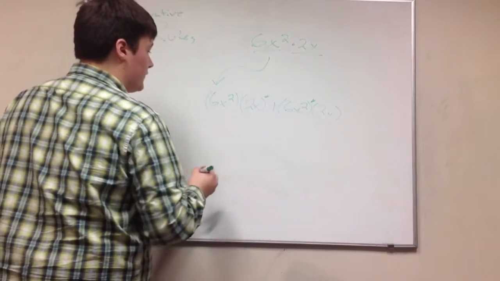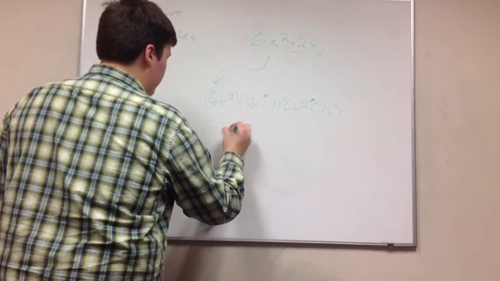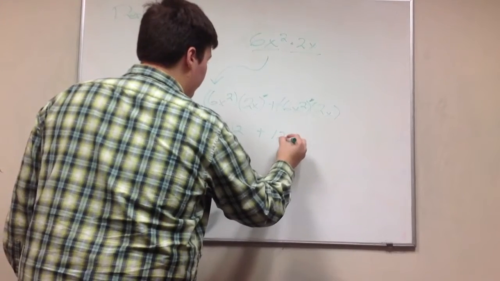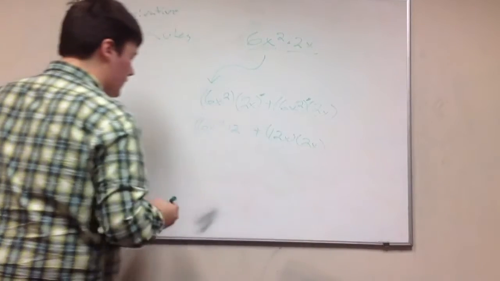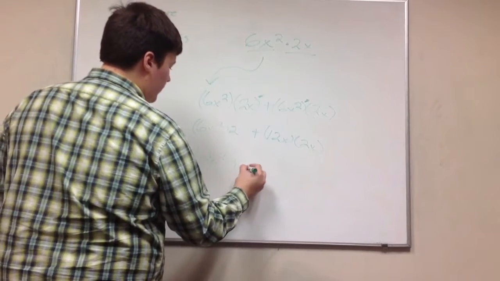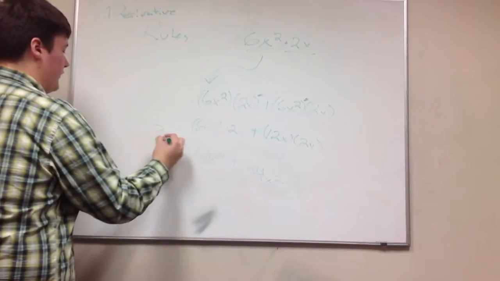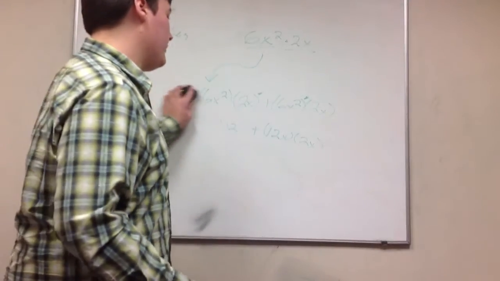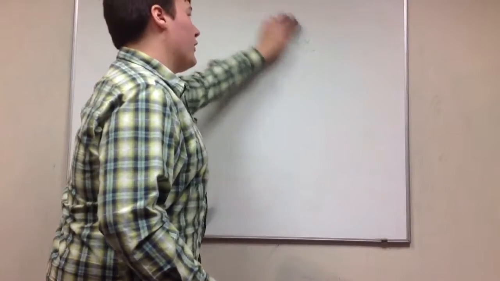So we're just going to do 6x squared times 2 plus that's going to be 12x times 2x. What we're going to end up with is 12x squared plus 24x squared, which is 36x squared. Now, this rule really helps whenever you get into really big functions with a lot of multiplication in them, and make you just want to rip your hair out.